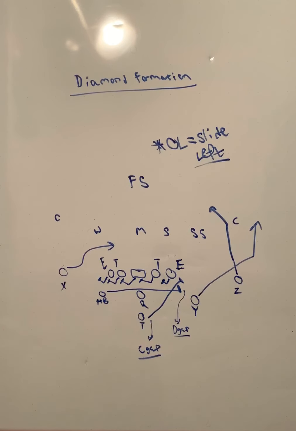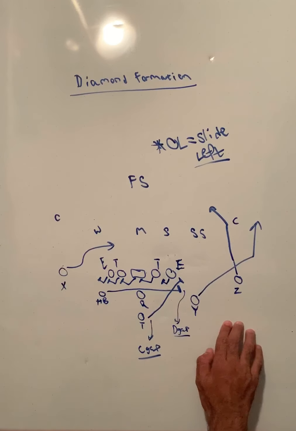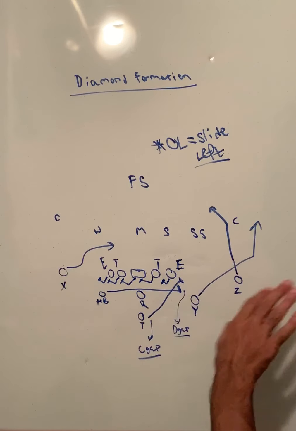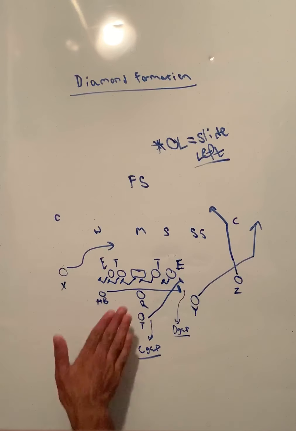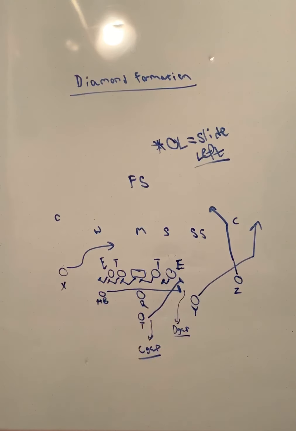They're not really important right now. But what's going to happen in this situation where you've got an 8-man box and a single high look is the routes are going to be the same. So the Z is still going to run the post, the Y is still going to run the wheel, and our halfback, tailback is still going to block, and the X is still going to run the drag.